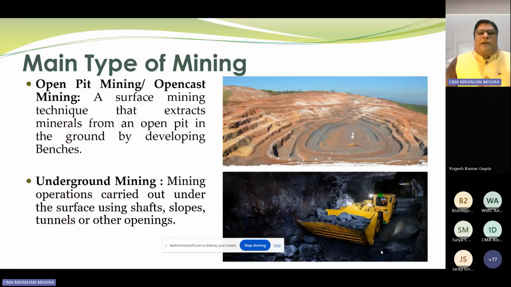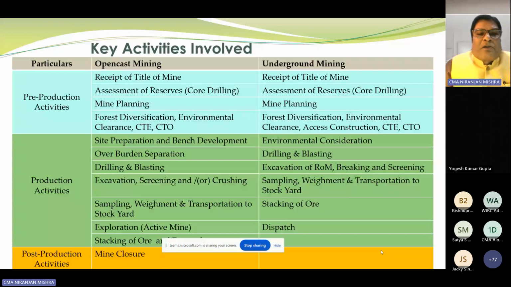Before going to the cost records or cost audit in the mining sector, or the intricacies involved in the mining sector, first of all we have to know what the activities involved in mining are. I have divided the activities into three parts: pre-production, production, and post-production. Post-production is not related to the mines, but it is part of the mining activity.